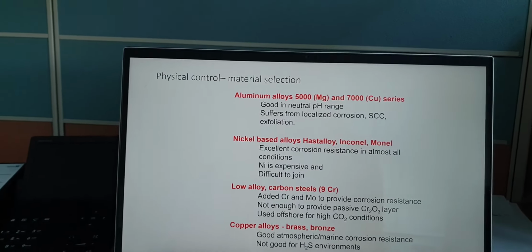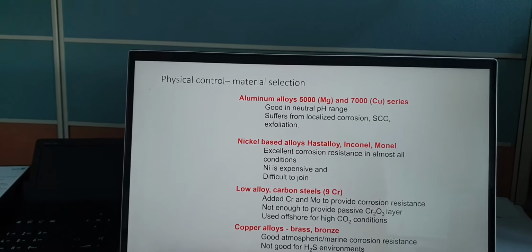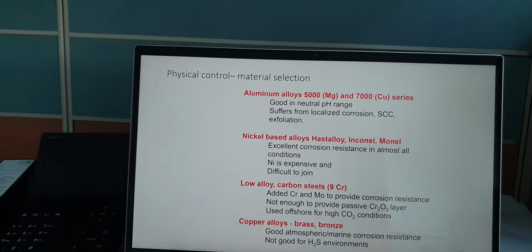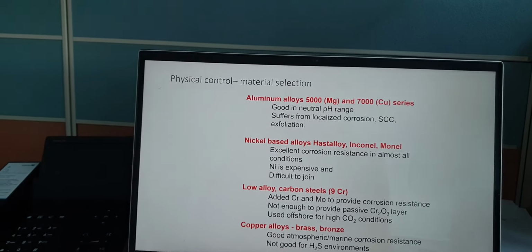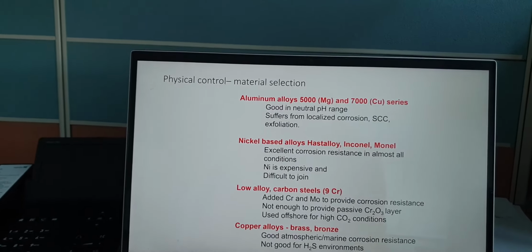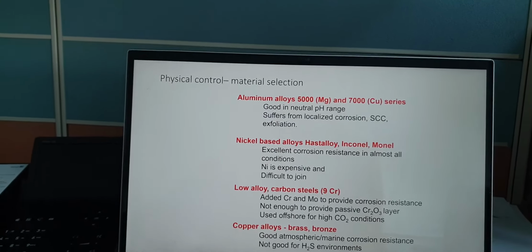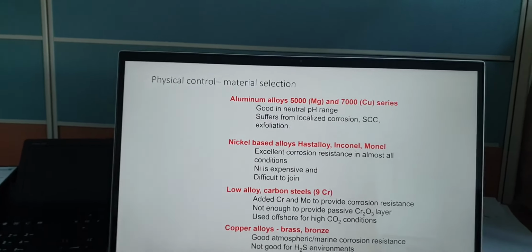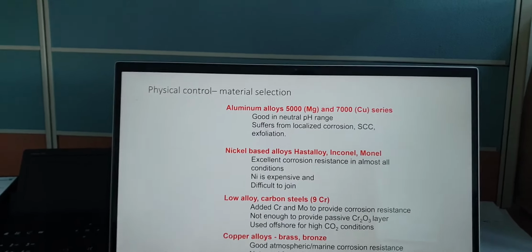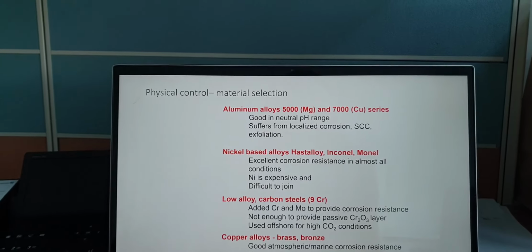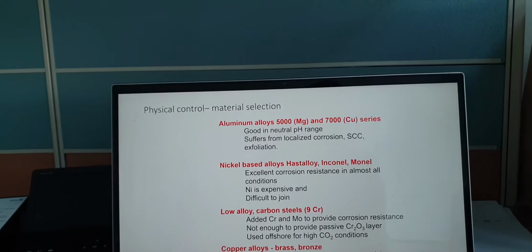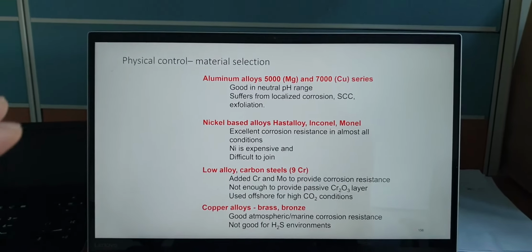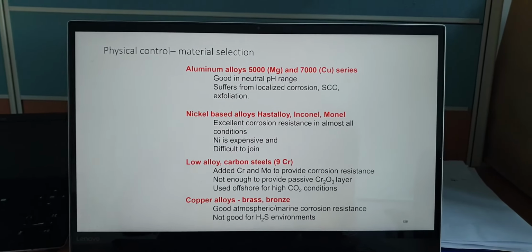However, aluminum is an amphoteric type of material, which means that it corrodes at low pH and it also corrodes at high pH. It suffers from localized corrosion. That's because aluminum tends to have a passive layer of alumina, or aluminum oxide, which is very resistant, but it could be broken, and then it tends to have localized corrosion. And it has exfoliation problems basically because aluminum is ductile, and then it could be easily removed.